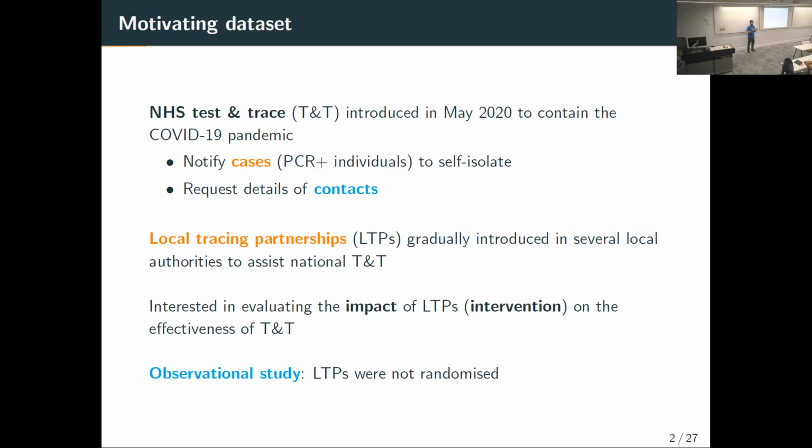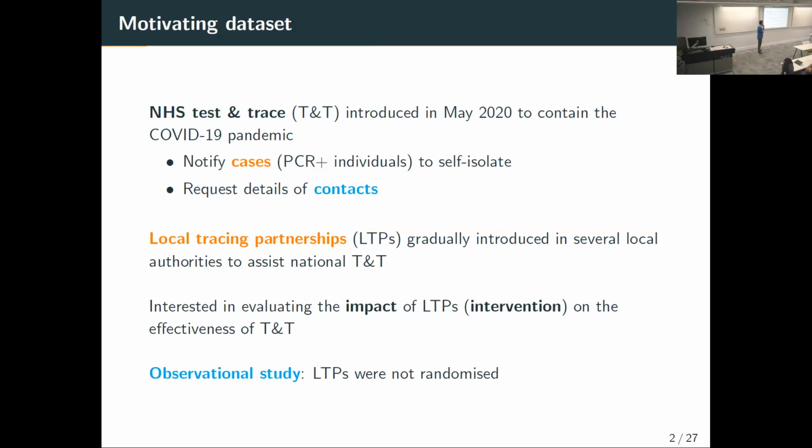The purpose of these LTPs was to assist the national system in executing the contact tracing properly. When the national Test and Trace did not manage to get in touch with an individual, the people in the LTPs, who were working locally, would use their intelligence about the region and try to do the job themselves, where the NHS failed.